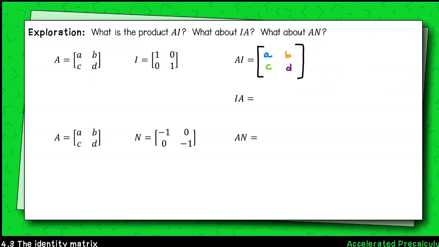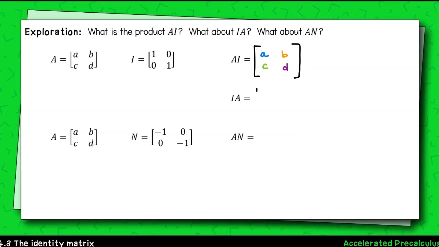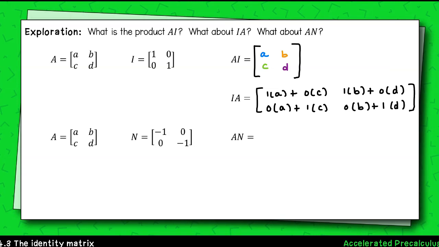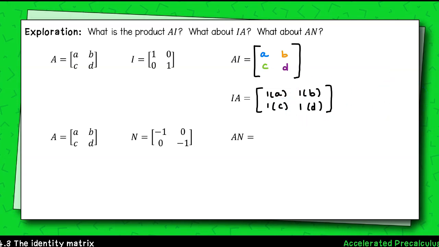All right, let's test and see what the product will be for I times A. As we saw previously, matrix multiplication in general is not commutative. Go ahead and pause the video and practice multiplying here. Did you end up with A, B, C, D again? Interesting, so it seems like matrix multiplication is commutative in this specific circumstance.